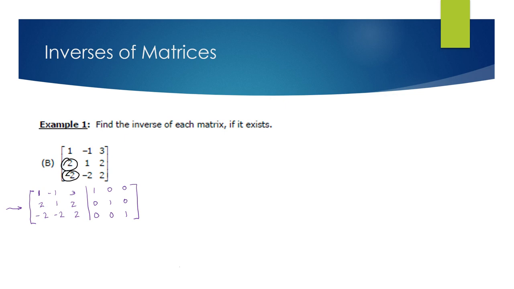So I'm going to take row 2 and subtract away 2 times row 1. I'm going to take row 3 and add 2 times row 1 to get the new row 3. The row operations for this step are going to be row 2 minus 2 times row 1 and row 3 plus 2 times row 1. And if I carry them through, I get the zeros where I want them on the left-hand side here.